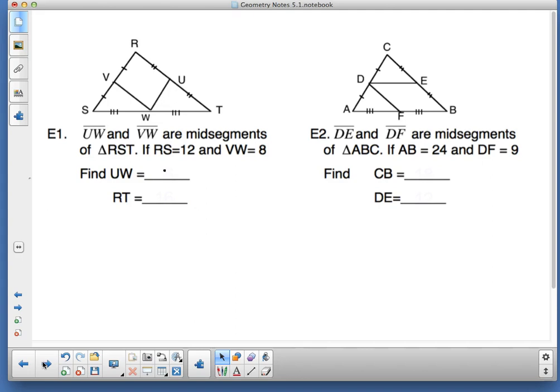So as we're looking at it, UW and VW are mid-segments of triangle RST. Now, if I'm looking at that, I know RS is 12. And I know VW is 8. Find UW and RT based on the information you already know about mid-segments.